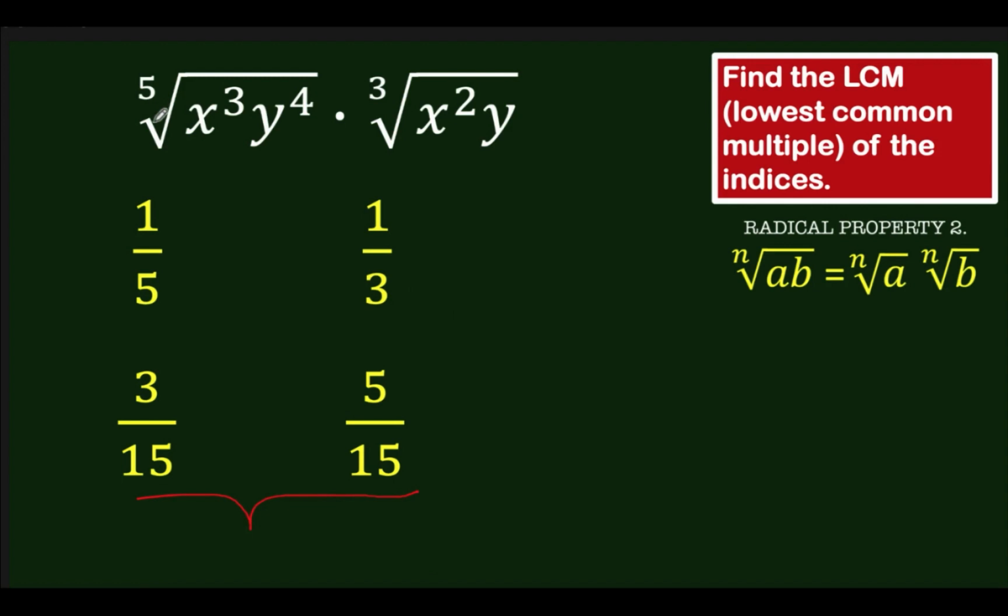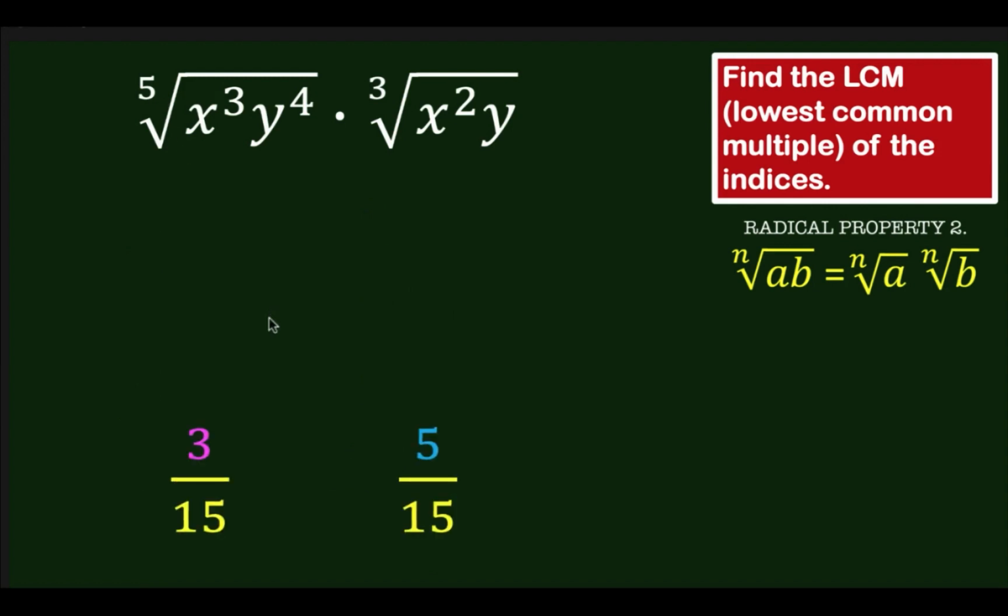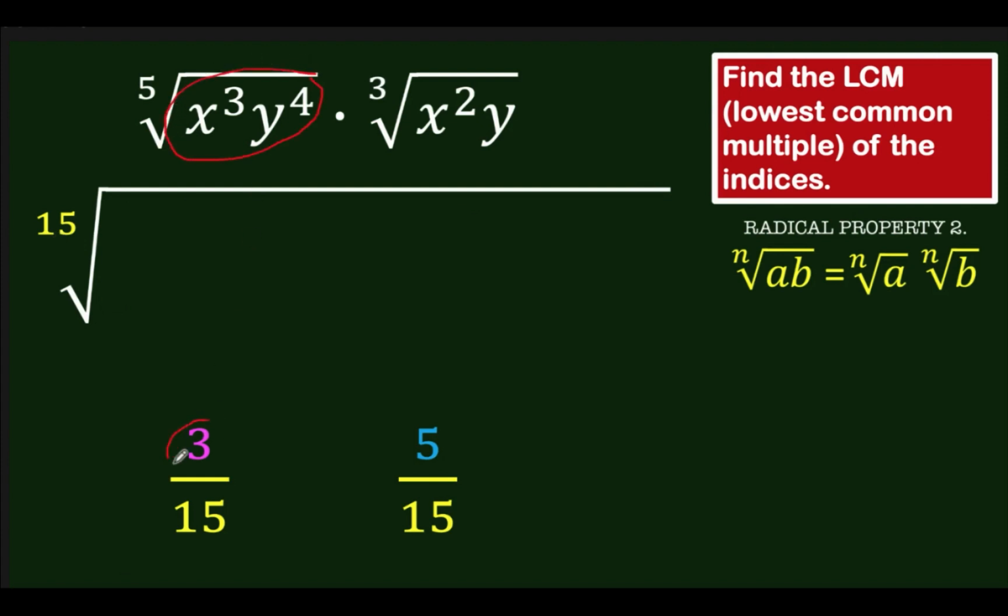Meaning, we can now write these as radicals with the same indices. So, this is what will happen. Since the denominator is 15, we write one big radical, the 15th root. Then, for the first radicand, we raise everything to the exponent 3, because this 5 became 15. So, 3 over 15 is the fractional exponent. Then, for the second part, we raise it to the exponent 5, and the index also became 15.